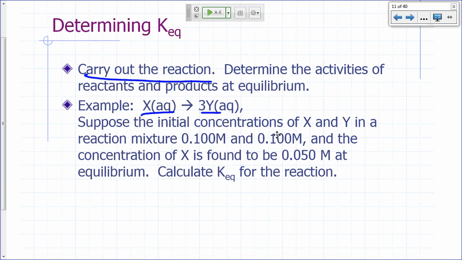Let's say you have X. 1 mole of X yields 3 moles of Y in aqueous solution. You let this reaction go to equilibrium. Let's say you start off with a mixture that has 0.1 molar X and 0.1 molar Y to begin with. So the activity of X is 0.1, activity of Y is 0.1 at the beginning. You mix some X and Y, and then you let it run until it reaches equilibrium.